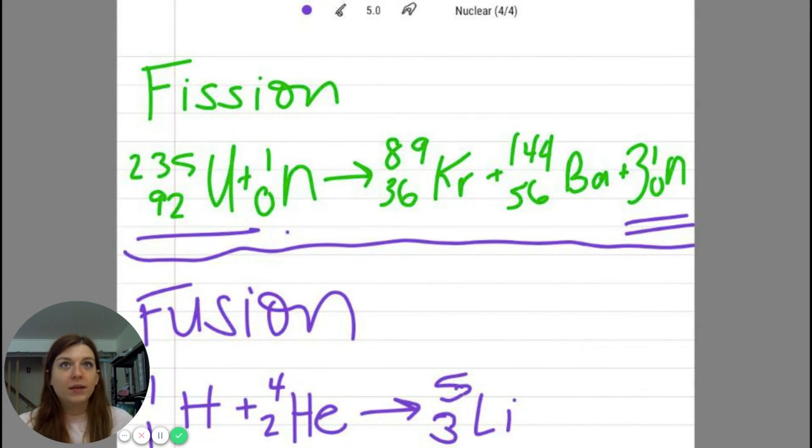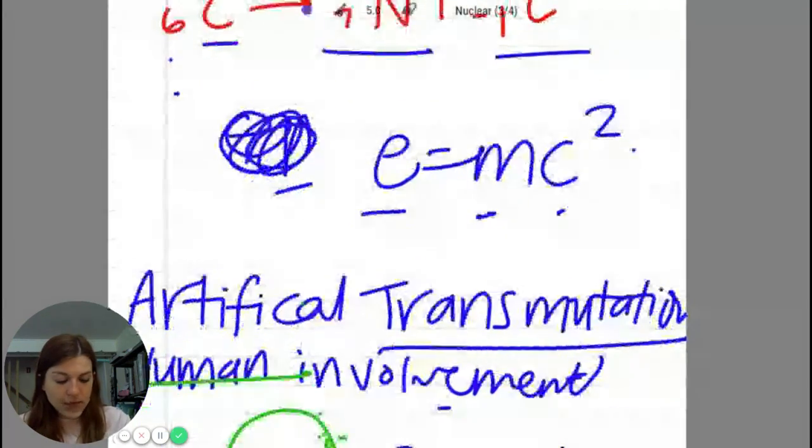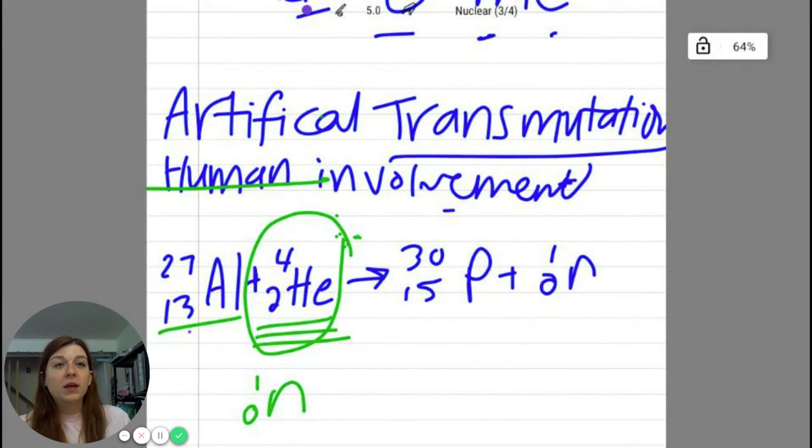Then we have, and now this is delayed, of course, a natural transmutation where nature is breaking down elements and turning them into safer things. And then here we have an artificial transmutation, which is what happens in a particle accelerator. And that's that. Those are your 4 types of nuclear reactions.